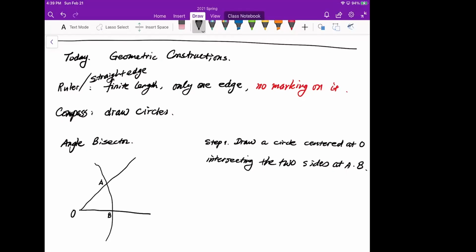Everyone is okay, right? I didn't draw the entire circle. Actually, most of the time you don't need the entire circle. So when we say I draw a circle, it doesn't mean I draw the entire circle. I just draw a part of the circle, an arc here. All I want is the intersection points, right? So you got the intersections A and B.